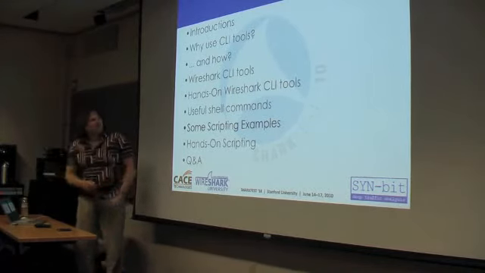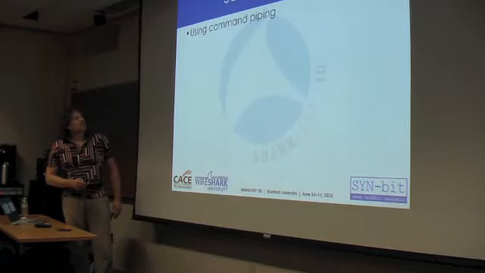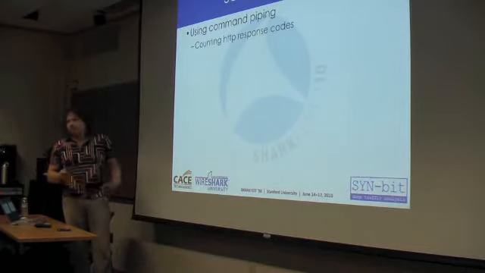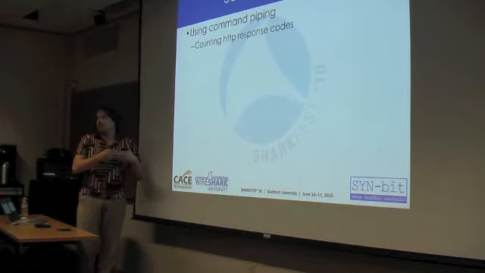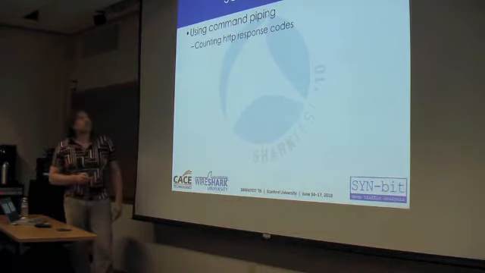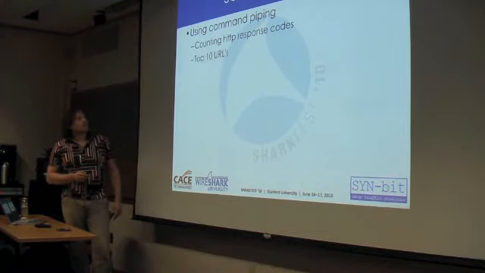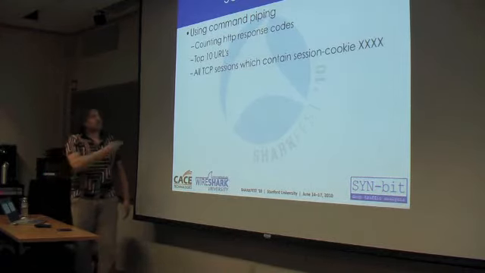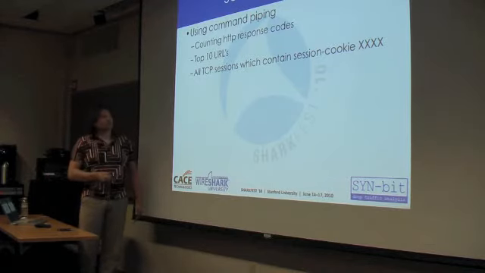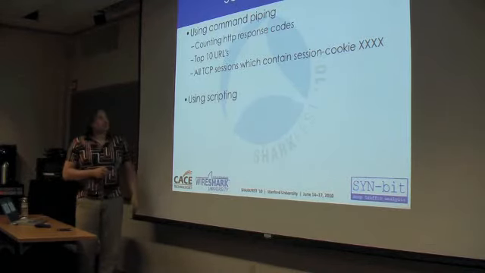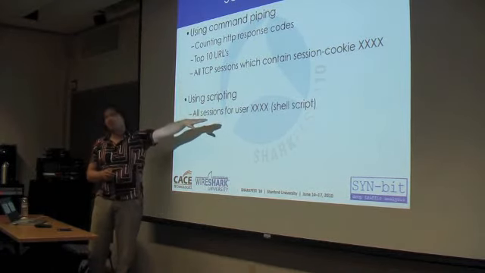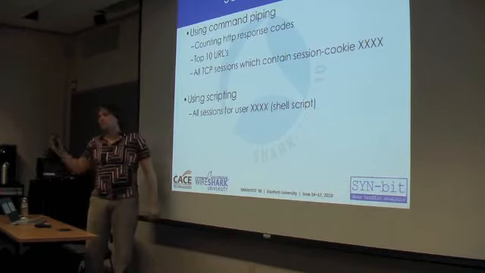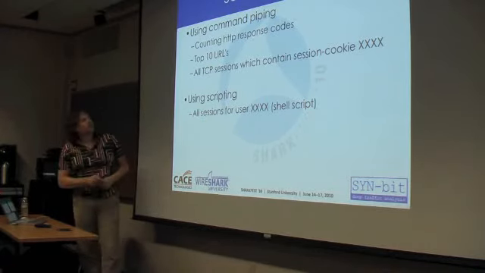So some examples. Using command line piping, if I have an HTTP file and I want to know how many times a certain response code is being generated, I can do that with command line piping. I can show the top 10 URLs. Or I can extract TCP sessions with a certain cookie. And using scripting, you can extend on that and give me all sessions for a certain user, which uses certain cookies, and put them in a file. I'll show you how these work.